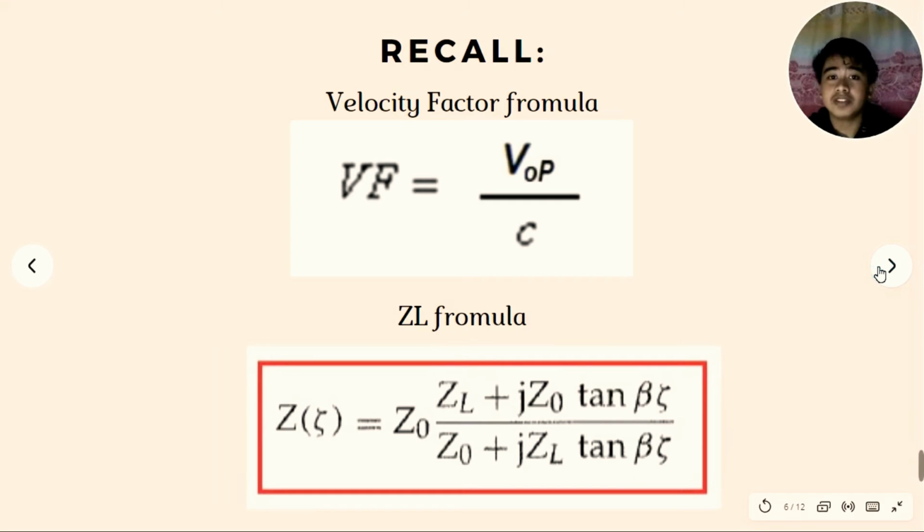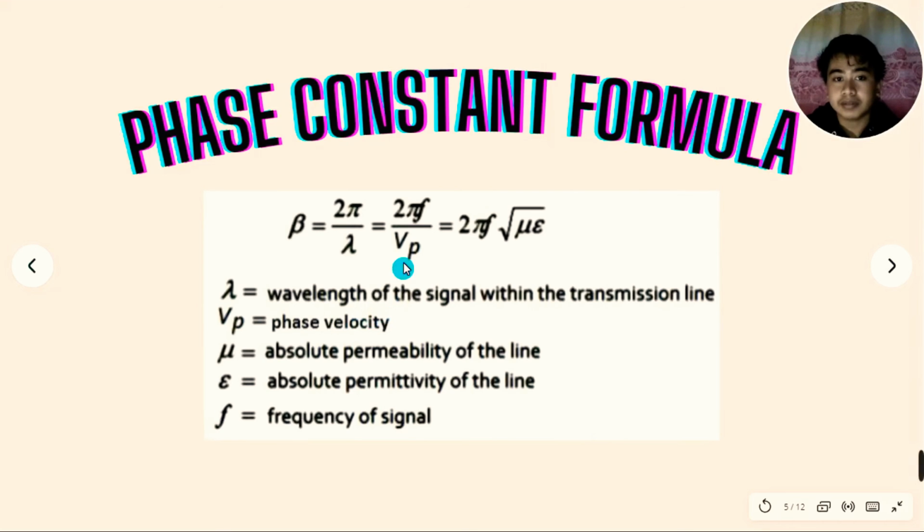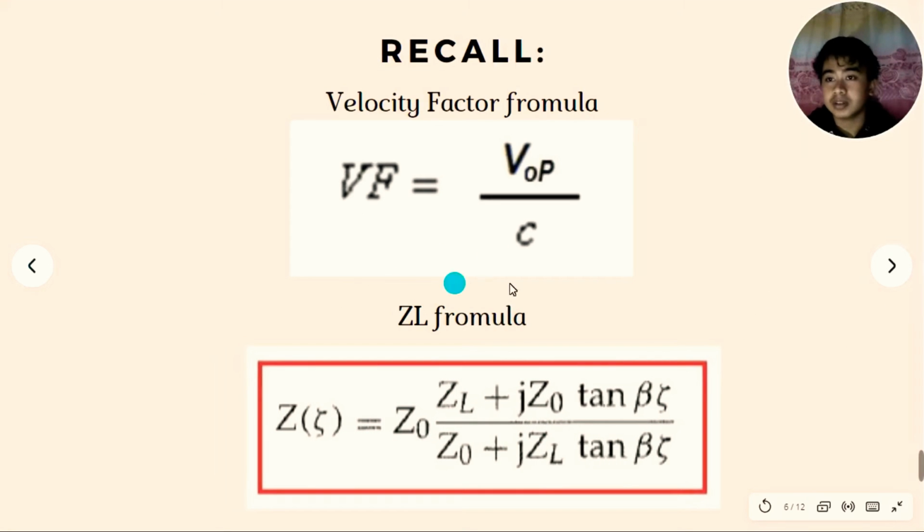If you recall the velocity formula, this right here, VF, is the velocity factor, which is equal to your phase velocity divided by the speed of light. And our zeta impedance formula is equal to this. We are going to use this later for our problem. Because we have VP in our beta, since it's commonly used, it's much easier.